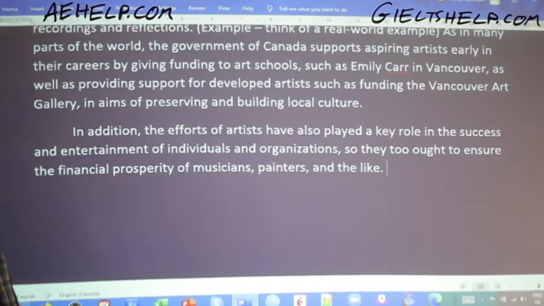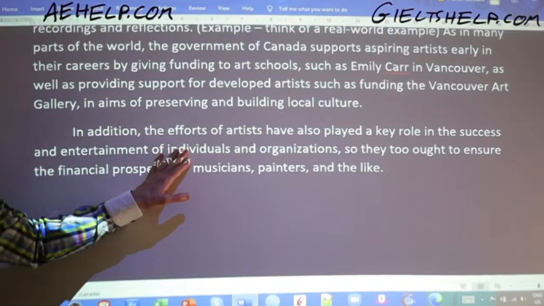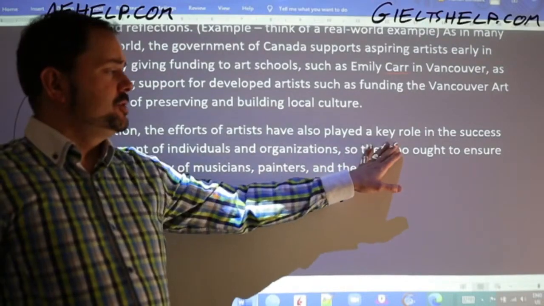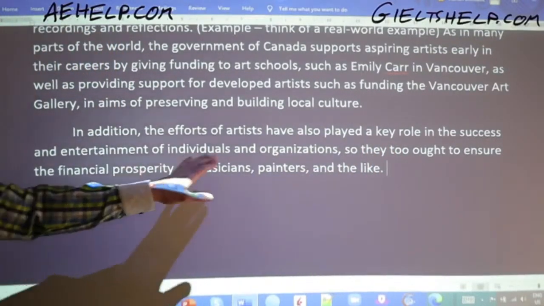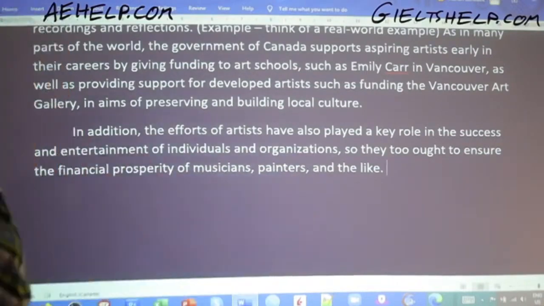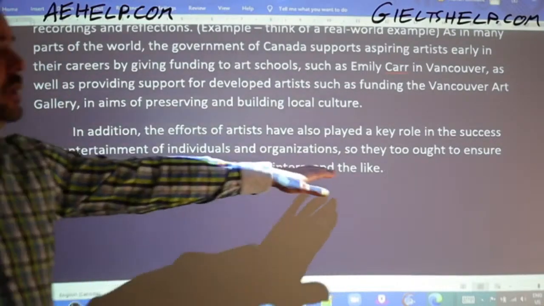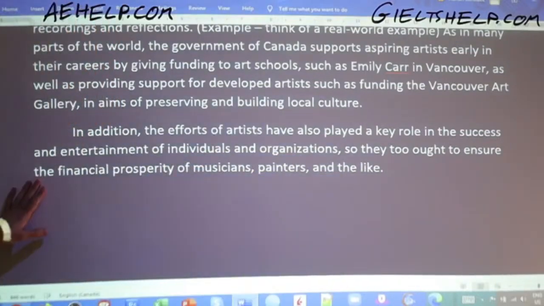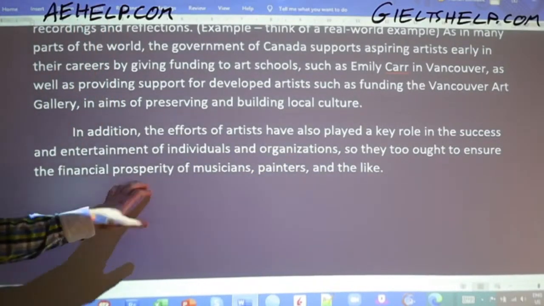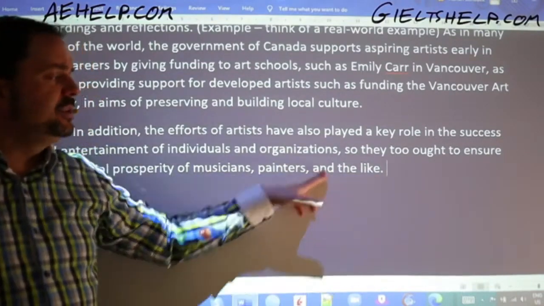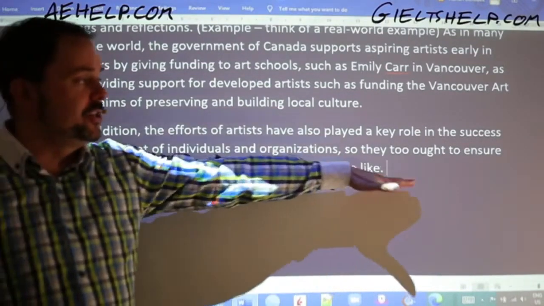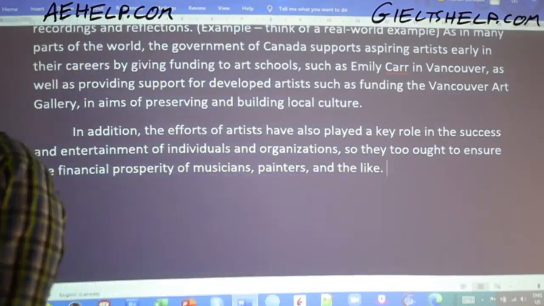Okay, so here's my topic sentence. In addition, the efforts of artists have also played a key role in the success and entertainment of individuals and organizations. So they too ought to ensure the financial prosperity of musicians, painters, and the like. And the like here means dancers and other people who are artists as well.